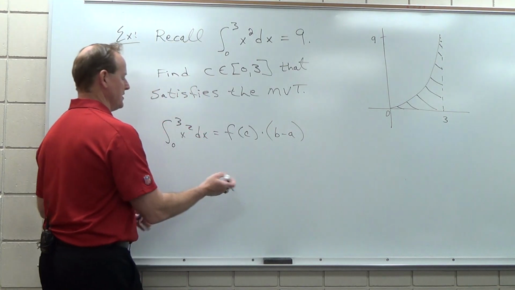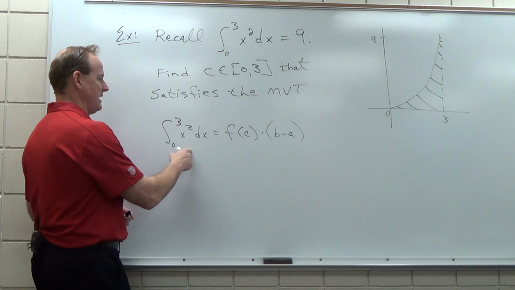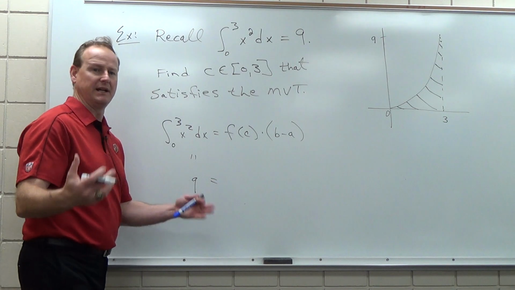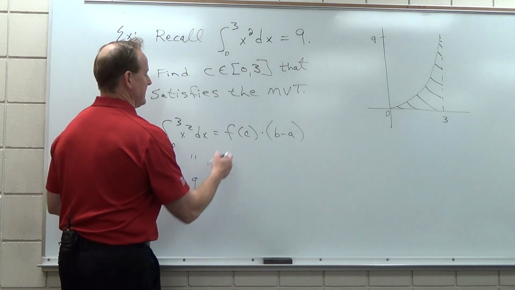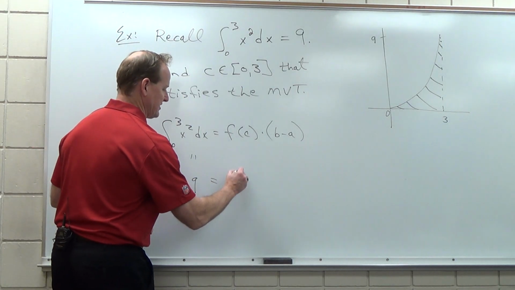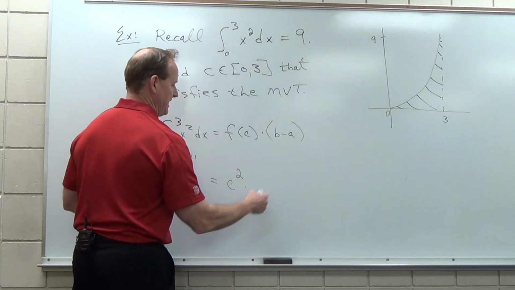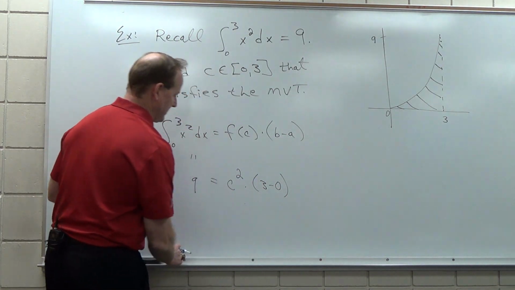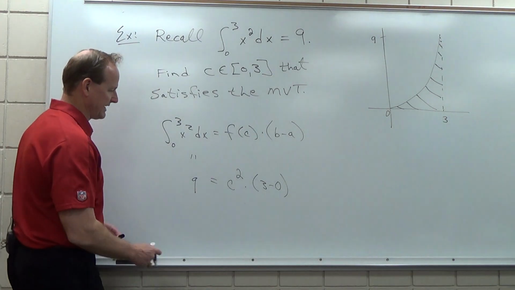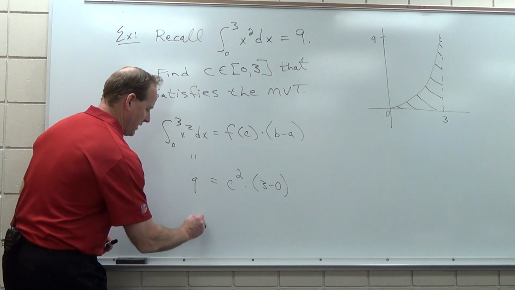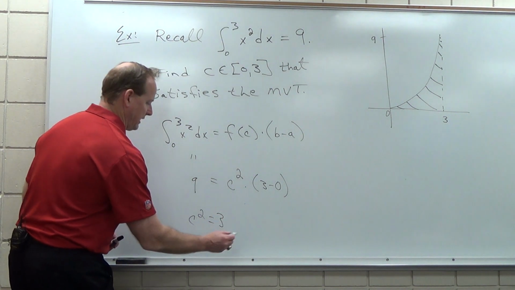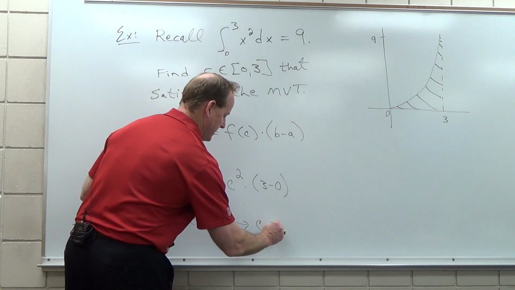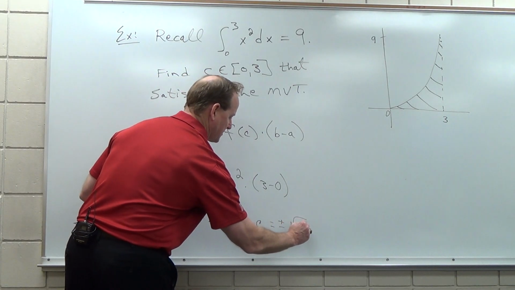So what we really need to do here is say that this equals 9, so we knew that from what we did in a previous video, right? And then f of c is going to be c squared times b minus a, which is 3 minus 0. So this becomes a pretty easy process here. So we've got 3c squared equals 9. So c squared is going to equal 9 divided by 3, or 3, which implies that c, when you take the square root, is plus or minus, so c equals plus or minus the square root of 3.